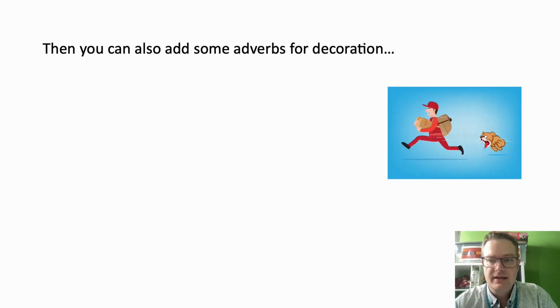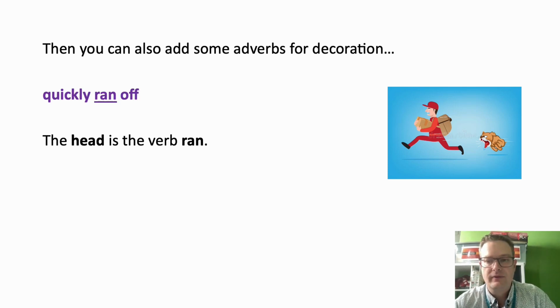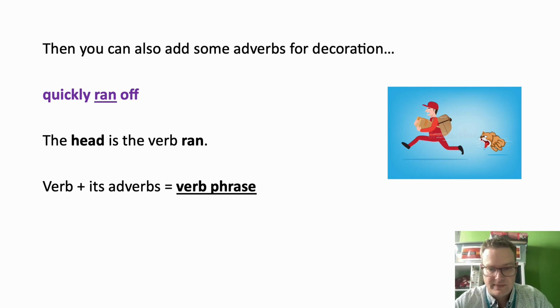And you can even then chuck in some adverbs. So ran away or ran off. You might say quickly ran off. The head is still the verb ran, so this is a verb phrase. So the verb and any adverbs that are helping out and adding some colour, together they're functioning as a verb phrase. If you look at the whole predicate of any given sentence, the predicate as a whole is kind of always going to be a verb phrase because it's always got the finite verb there that everything else is referring back to.